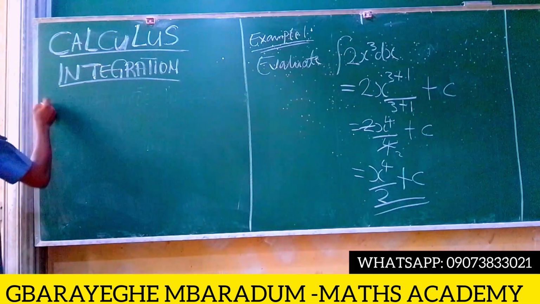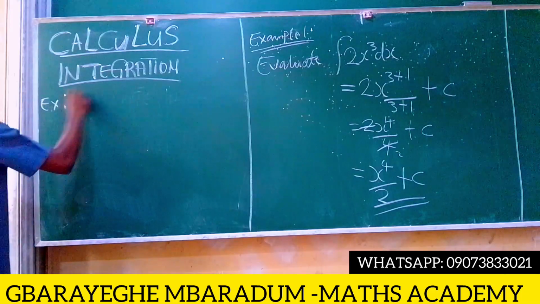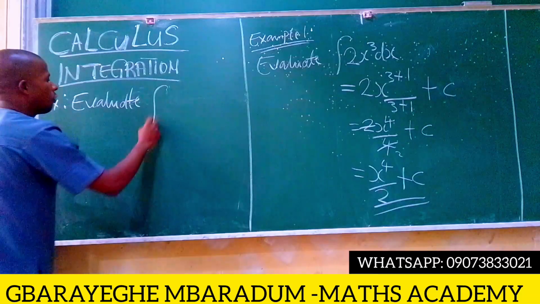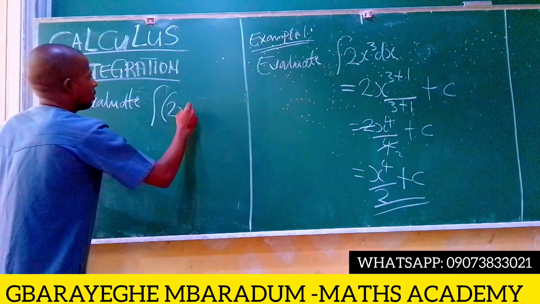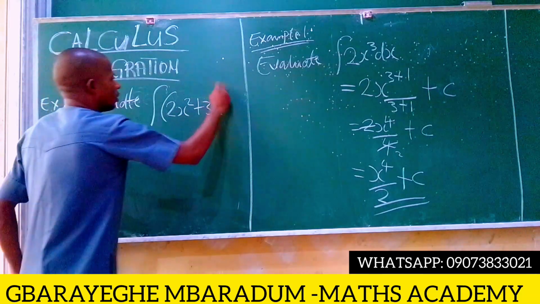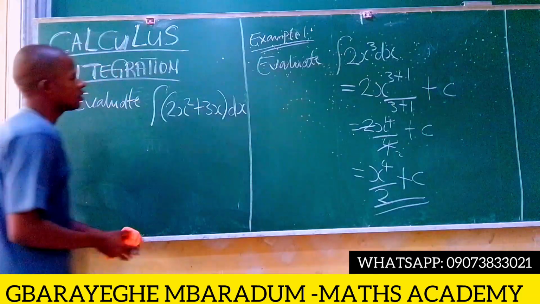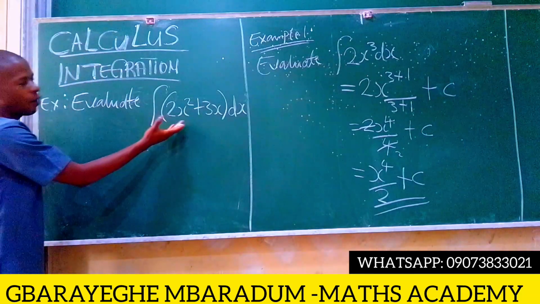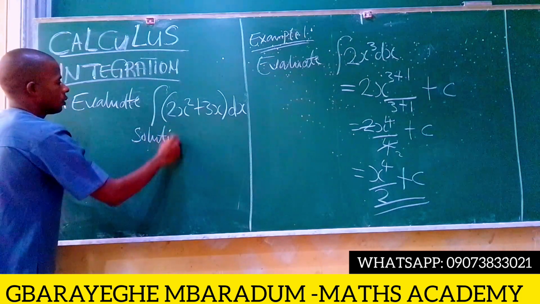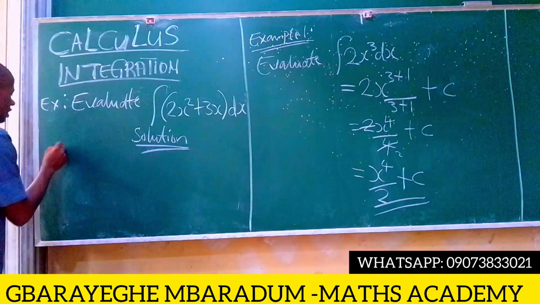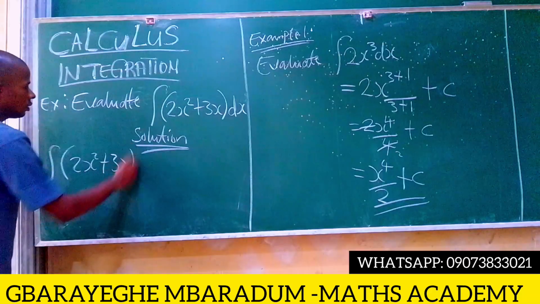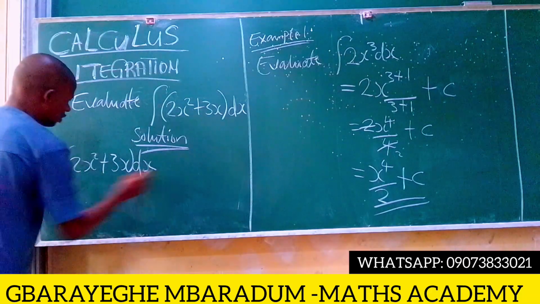In example 2, they say we should evaluate the integral of (2x squared plus 3x) dx. If you look at this question, we're going to integrate the terms one after the other. Let's look at how to solve it. Solution. We have the integral of (2x squared plus 3x) dx. Now this becomes what?